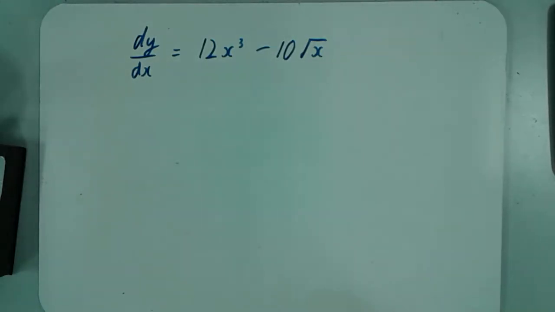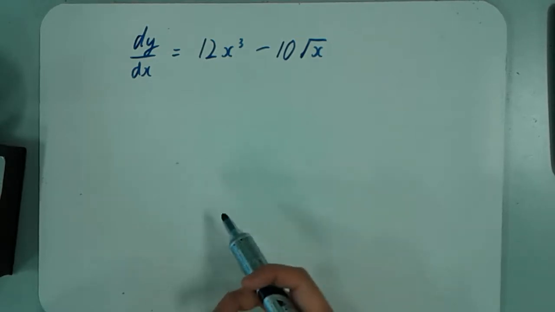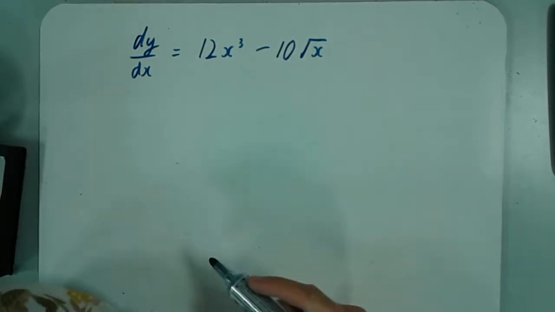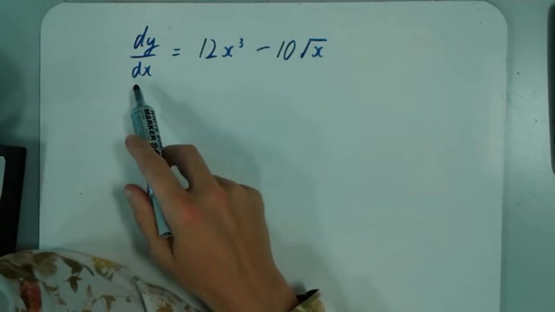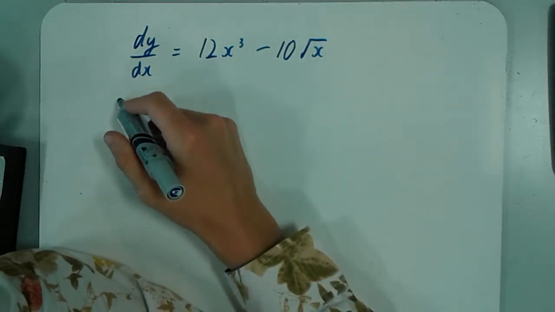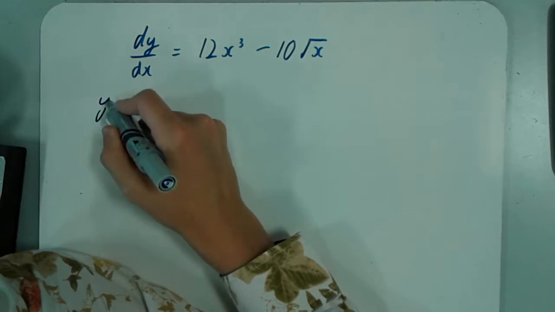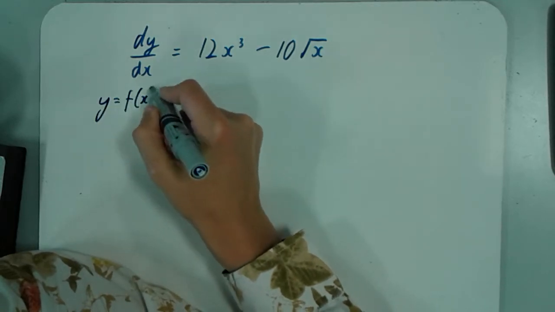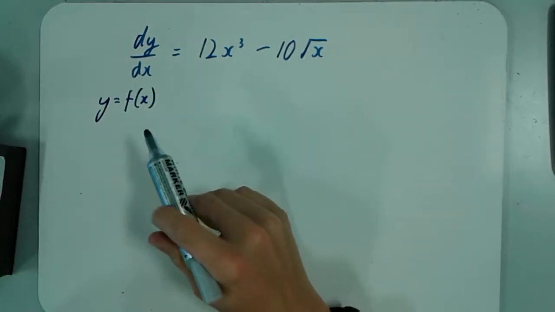Let's learn how to undo differentiation now. Just like everything else in maths, once we've learned how to do an operation, we tend to want to know how to undo it. So let's say we've been given the gradient function, the derivative. We want to know what was the original function. So we know it's y equals some function of x, but what was that function of x?